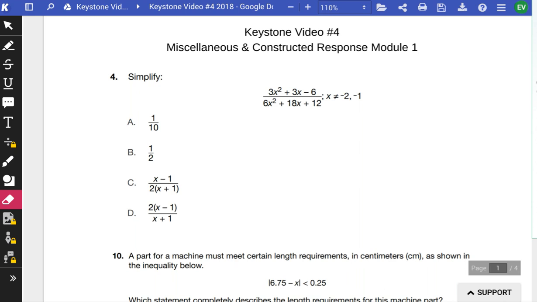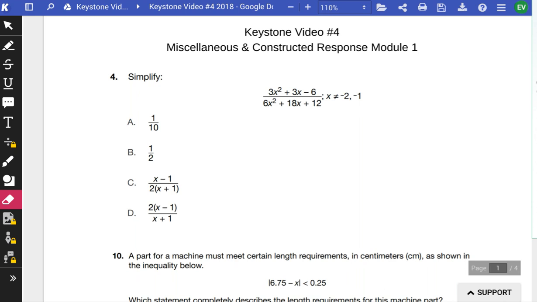For question 4, it says simplify that polynomial, 3x squared plus 3x minus 6 over 6x squared plus 18x plus 12. In this particular case, we have to first factor both of the expressions, the numerator and the denominator. We haven't learned this yet, but hopefully once you learn to factor it, it should be a little bit easier.